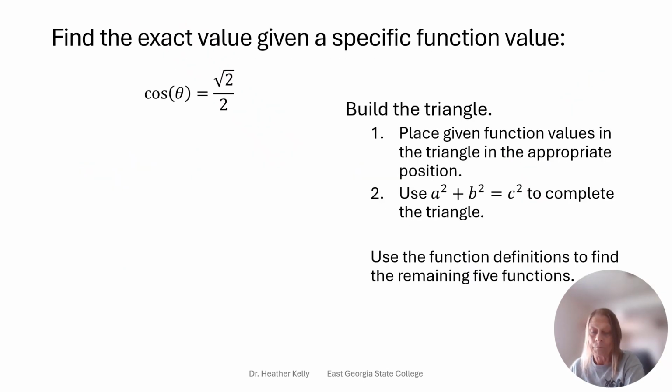So, one thing that you will be asked to do is to find all the values of a function when you're given the value of one of the functions at the angle. So here we have cosine of theta is equal to the square root of 2 over 2. Now, cosine is equal to the adjacent over the hypotenuse by definition.